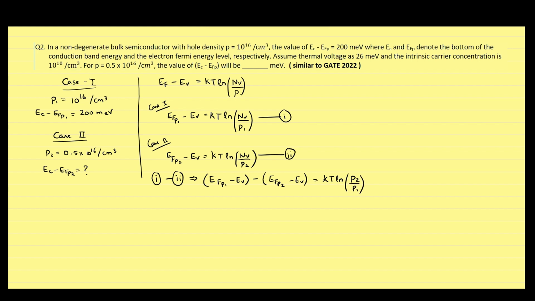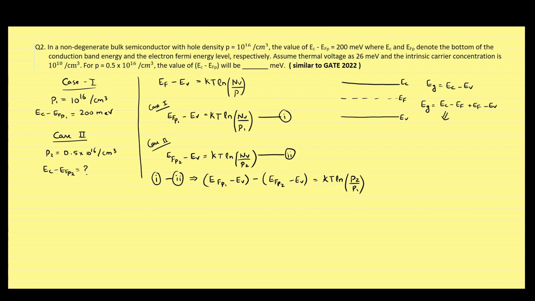Now, if you draw the band gap diagram, this will be EC, this will be EF and this will be EV. And also you know that band gap energy is equal to EC minus EV. Band gap energy is also EC minus EF plus EF minus EV.